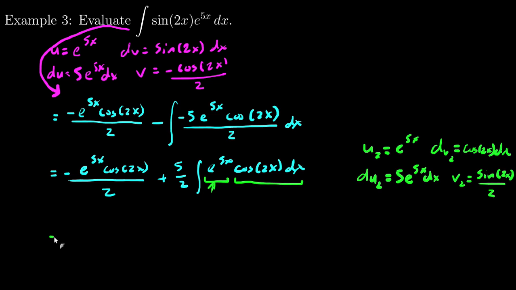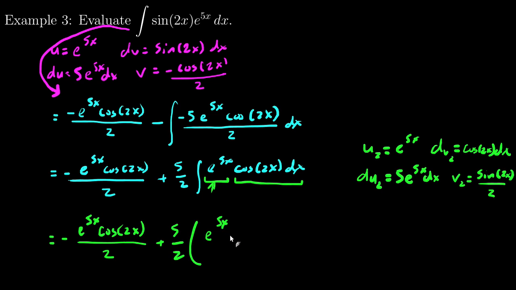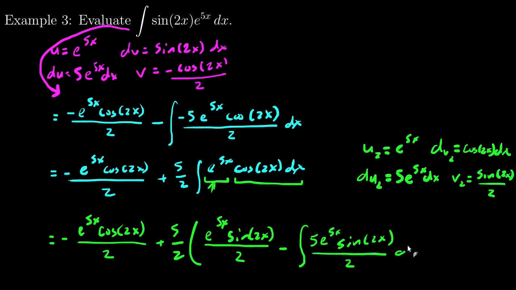So this all equals, I have this first term, negative e to the 5x cosine 2x all over 2 plus 5/2, and now we did integration by parts here, which means I have uv, which is going to be e to the 5x sine 2x all over 2, minus the integral of v du, so the integral of 5e to the 5x sine of 2x all over 2 dx.